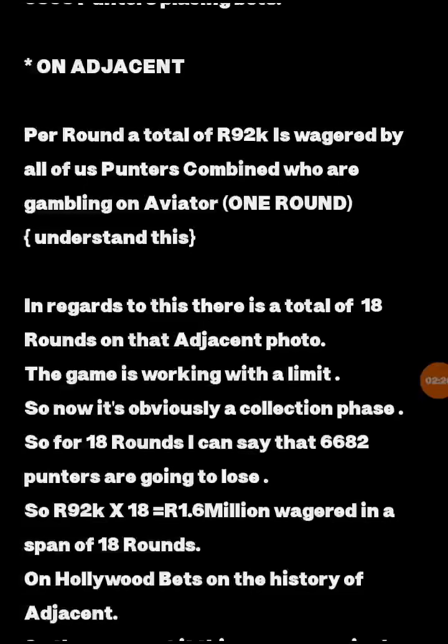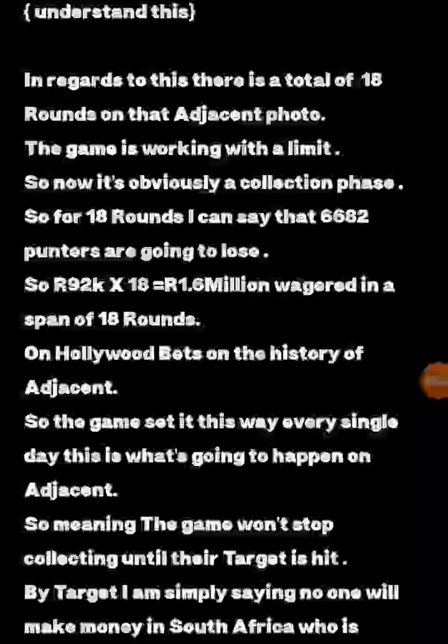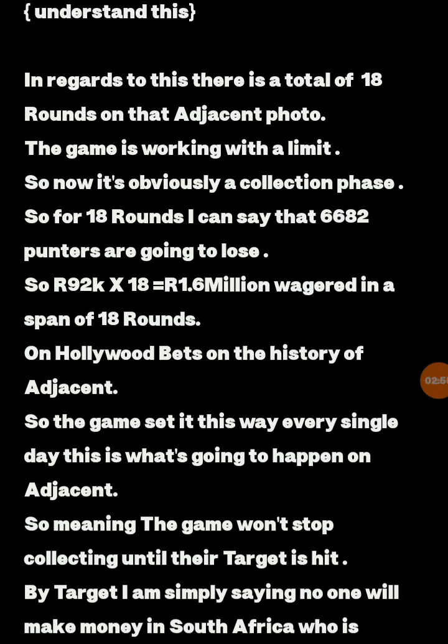The game is working with a limit. So now it's obviously a collection phase. So for 18 rounds, I can say that 6,682 punters are going to lose. So if we are multiplying that money, 92,000 times 18 rounds equals 1.6 million, which is wagered in a span of 18 rounds. Okay? So the game sets it this way every single day. This is what's going to happen on adjacent.